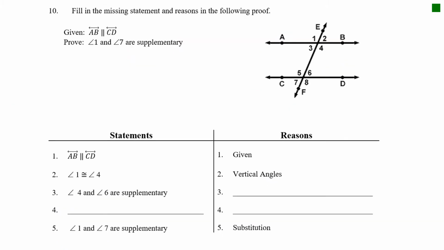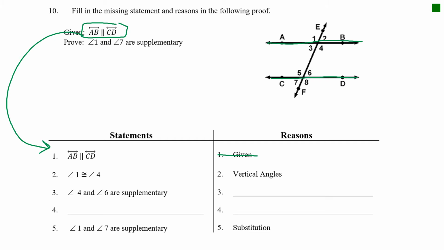Number 10, fill in the missing statements and reasons in the following proof. Okay, so we always want to start a proof with what's given. The only piece of information given to us is that line AB, which is this one right here, is parallel to line CD, which means that they'll never intersect. So we're going to put that down as our first statement. And we know this is true because it was given to us. You should always start a proof with the first statement that was given to you, and your reason should be because it was given. That's how we know it to be true.